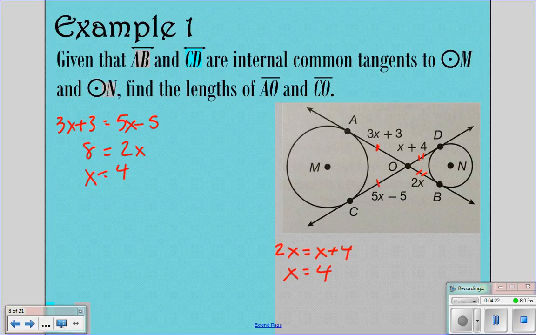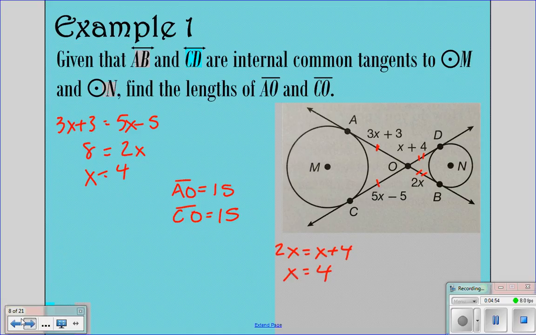And then to find the length of AO, we're going to plug in x equals 4. So we have 3 times 4, 12 plus 3. So the length of AO is going to be 15. Then the length of CO should equal the same thing as the length of AO. So if we say 5 times 4, 20, minus 5 is, in fact, the same. It is 15. And so those are the 2 lengths that you were looking for.